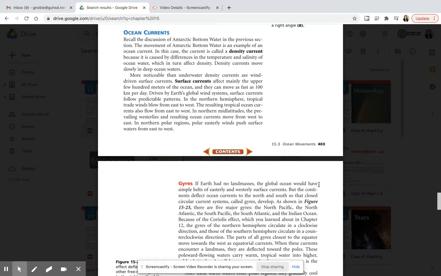In the northern hemisphere, tropical trade winds blow from east to west. The resulting tropical ocean currents also flow from east to west. In northern mid-latitudes, the prevailing westerlies and resulting ocean currents move from west to east. In northern polar regions, polar easterly winds push surface waters from east to west.